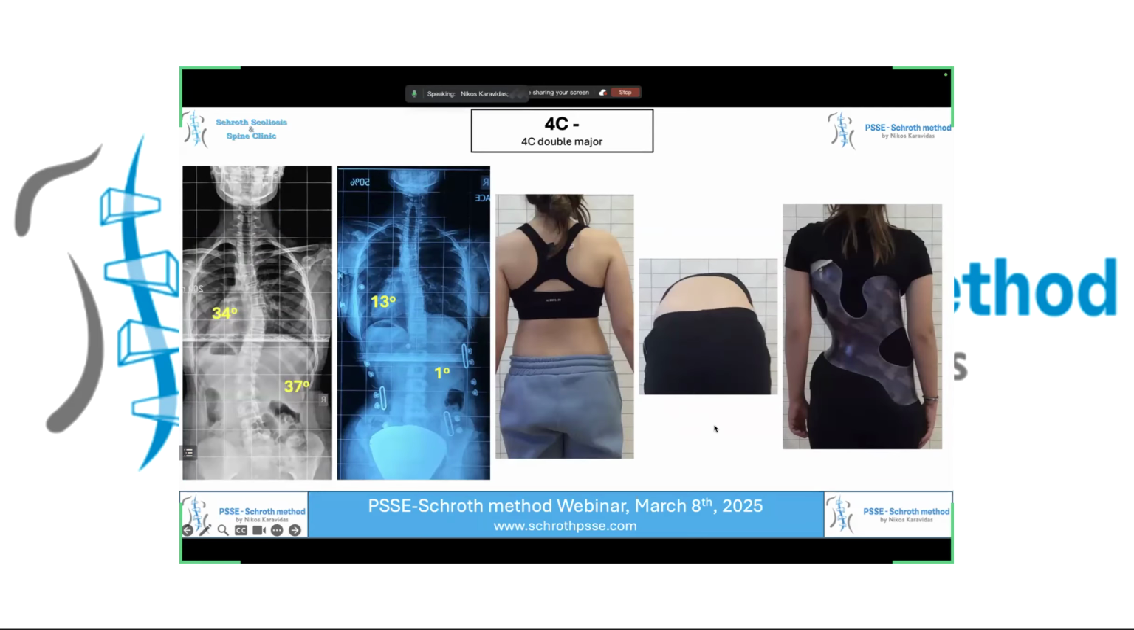This is a 4C minus patient, double major scoliosis, balanced curves, no chance for overcorrection, 34 degrees thoracic, 37 degrees lumbar, and in the brace, we got almost 100% of correction for the lumbar and 60% of correction for the thoracic.